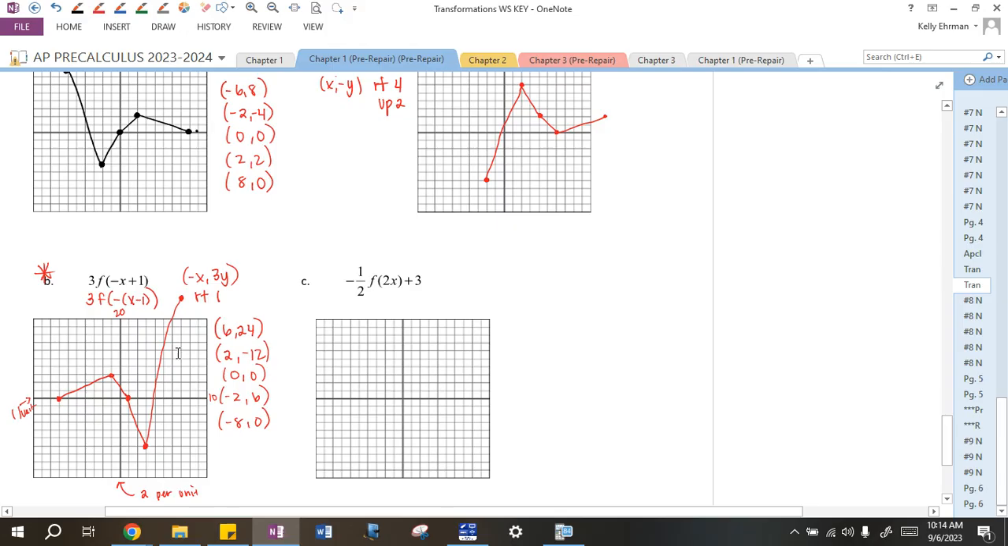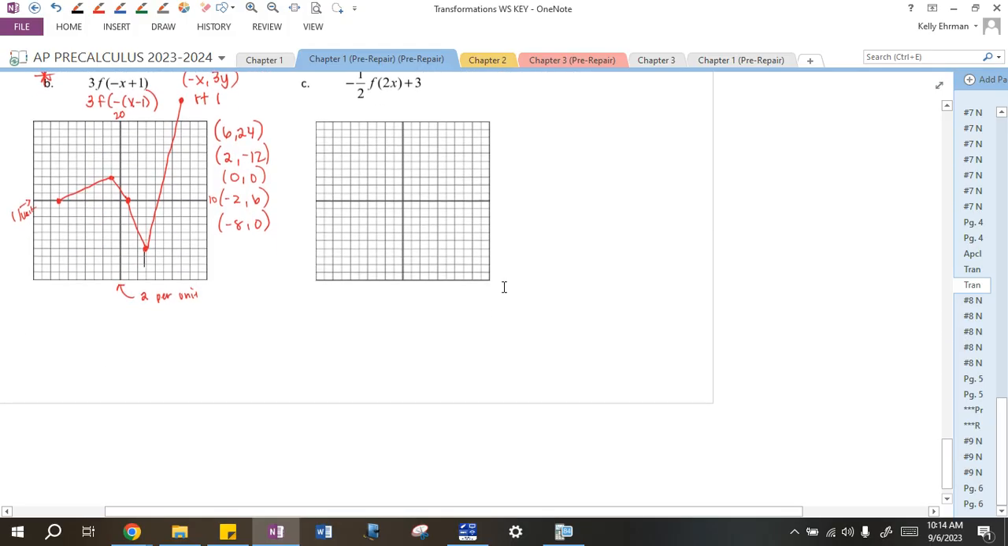Whoop. Now it's hard to tell that this got stretched because I changed my scale, but it did. So I changed the scale. It would be a lot taller, and that'd be more obvious of a stretch. It's also a y-axis reflection. Okay, last one.